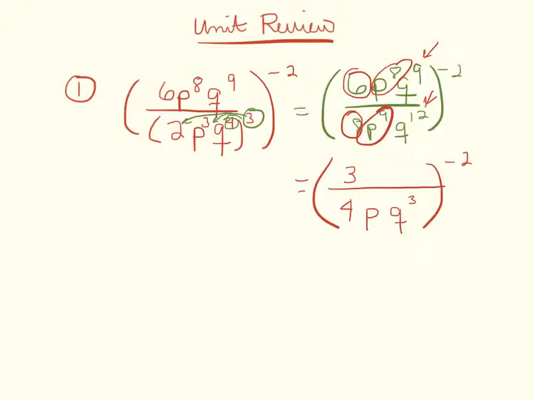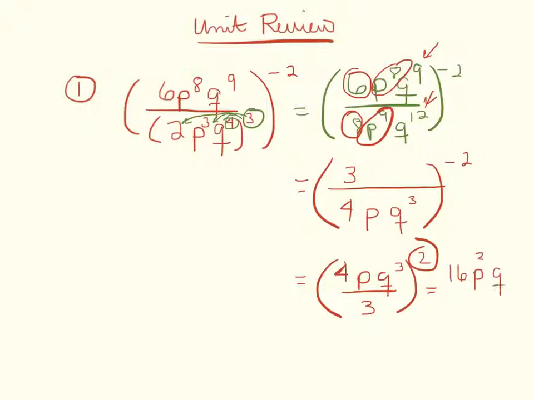Okay, so let's get rid of this negative exponent first. When we talked about it in class, you just flip the entire fraction, and the negative is gone. Notice I don't change any other signs, just the sign on the negative 2. Now I'm going to apply that by squaring each thing: 4 squared, p squared, q cubed squared, I multiply exponents, all over 3 squared, 9. And I'm done. I think that was answer D.